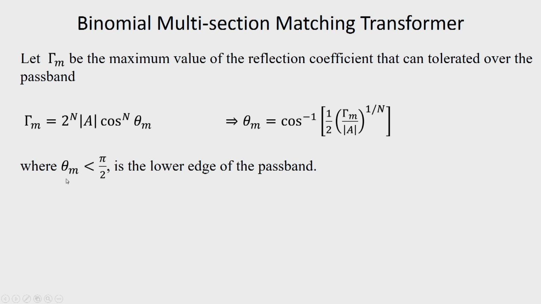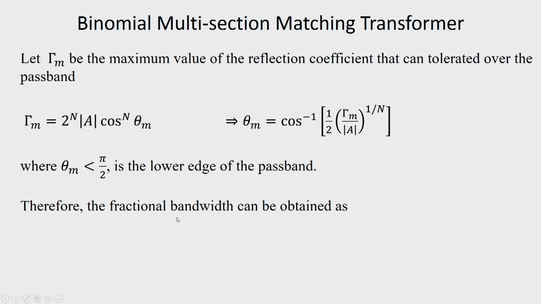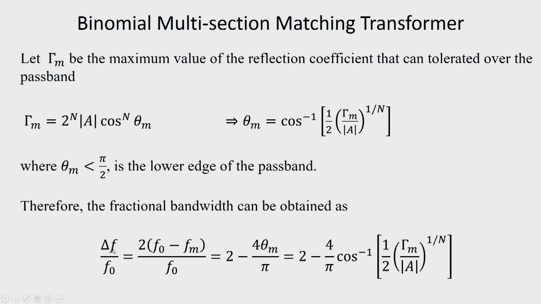So, we take this theta m value less than pi by 2, and now we can write fractional bandwidth delta f by f 0 is equal to 2 times (f 0 minus f m) divided by f 0. f m is that frequency at which the reflection coefficient becomes gamma m, and that can be written as 4 f 0 by pi times cos inverse of half gamma m divided by modulus of A, raised to the power 1 by N. Here this N is the number of sections that are present in the transformer.